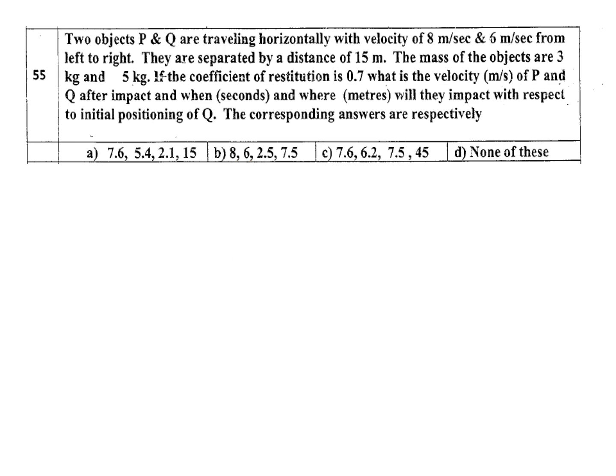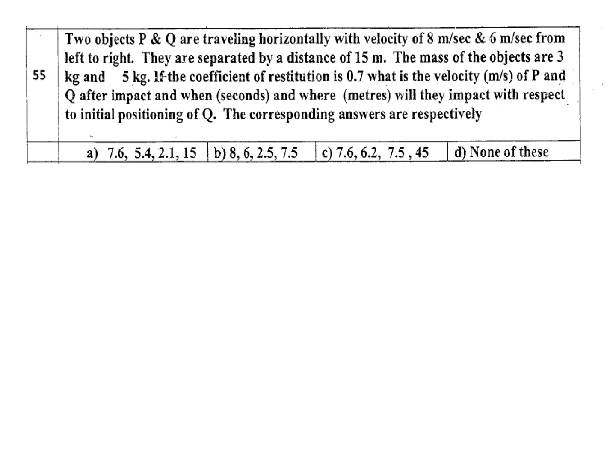Two objects P and Q are traveling horizontally with velocity 8 meter per second and 6 meter per second from left to right. They are separated by a distance of 15 meters. The mass of the objects are 3 kg and 5 kg. If the coefficient of restitution is 0.7, what is the velocity in meter per second of P and Q after impact, and when? Time also we have to calculate, and where will they impact with respect to initial positioning of Q. The corresponding answers are respectively.